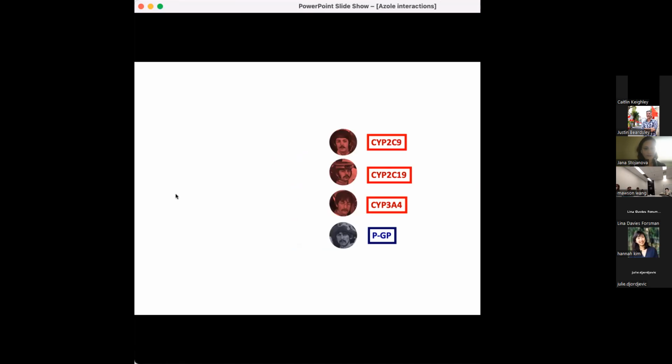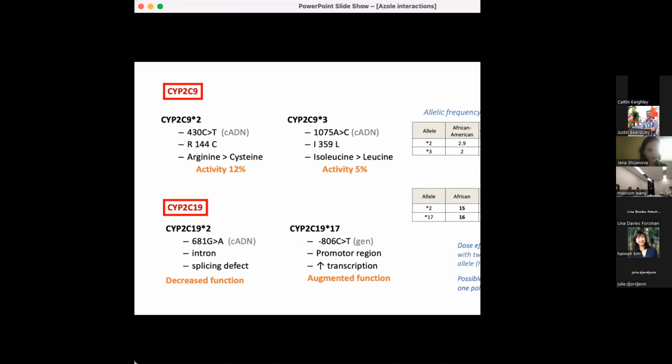So Fab4, just find my place. So I've mentioned this before. Many of the enzymes exhibit genetic polymorphisms.